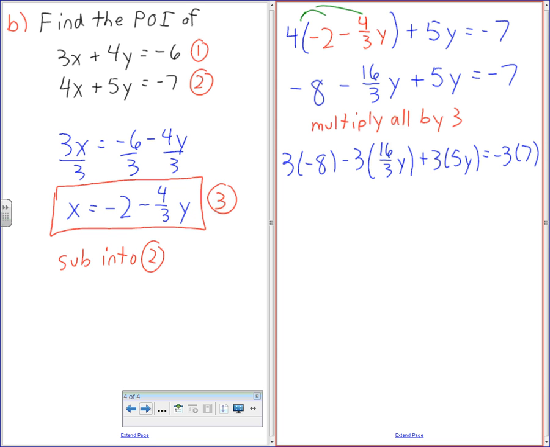Can someone show off their mental skills here and tell me what 3 times -8 is, and then 3 times... Calvin, go. Yeah?